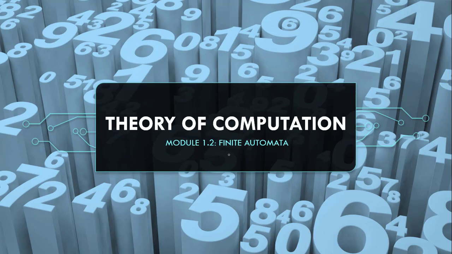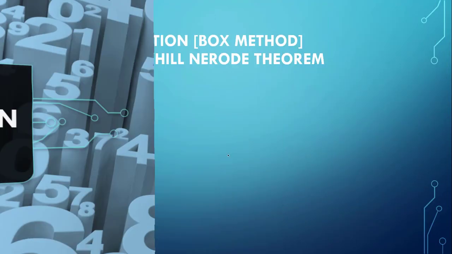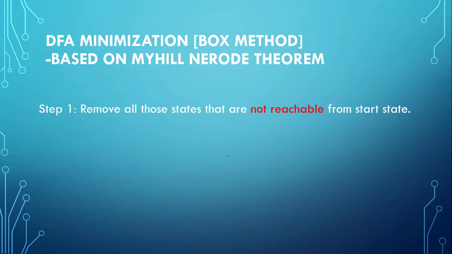In today's session, we will be learning about the Myhill-Nerode theorem, that is, a box method for DFA minimization. So let's begin with some of the steps that we will be needing to convert a DFA into a minimized DFA directly. So step number 1 in this is remove all those states that are not reachable from the start state.